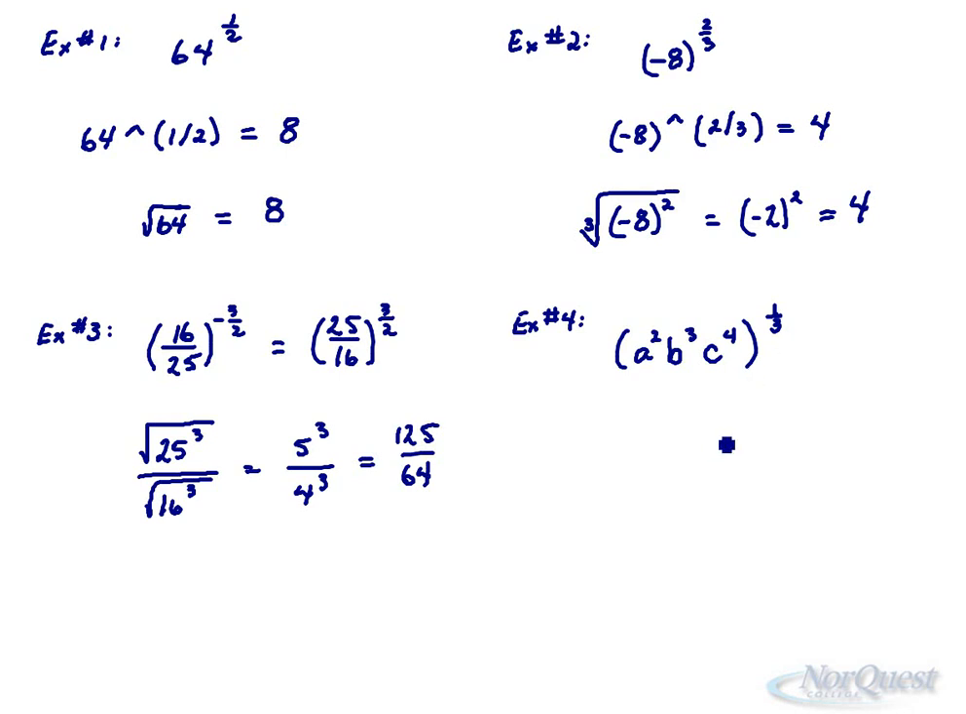So it'll be 2 times 1/3 to give you a to the 2/3. 3 times 1/3 will give you b. C to the 4th times 1/3 will give you c to the 4/3. There's no like terms, so we can't simplify this any further.